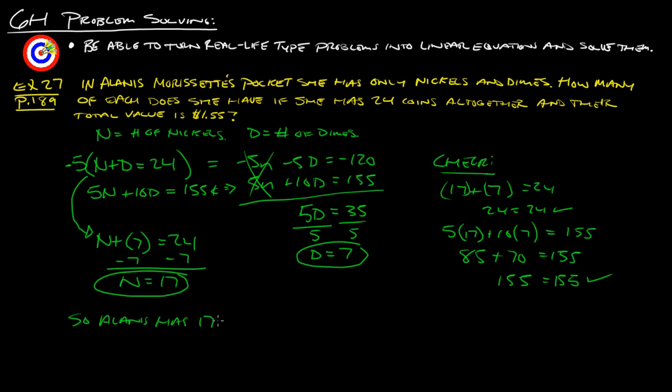So Alanis has 17 nickels and 7 dimes in her pocket.